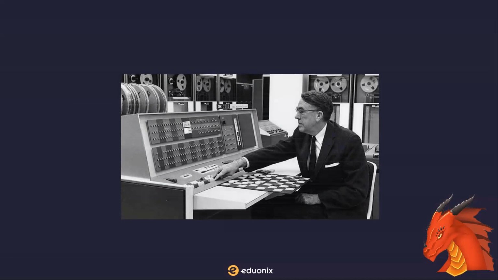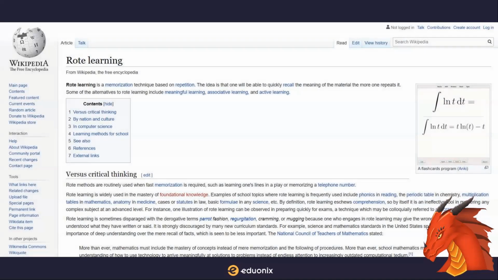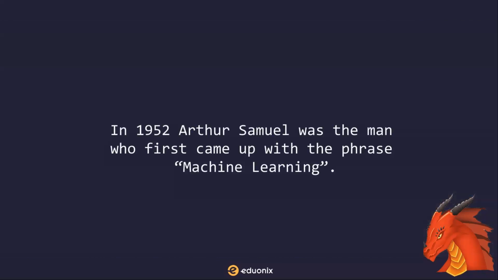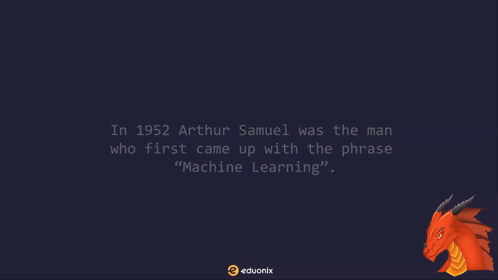Samuel also designed a number of mechanisms allowing his program to become better at playing against itself. In what Samuel called rote learning, his program recorded all positions it had already seen and combined this with the values of a reward function. In 1952, Arthur Samuel was the man who first came up with the phrase machine learning.